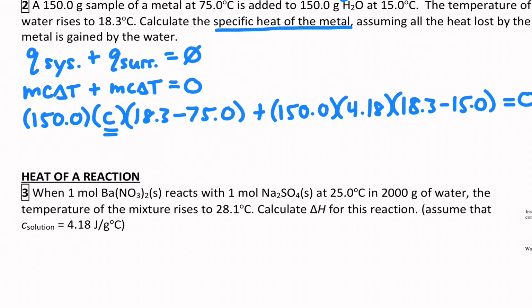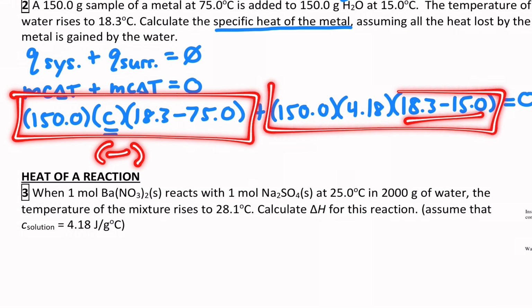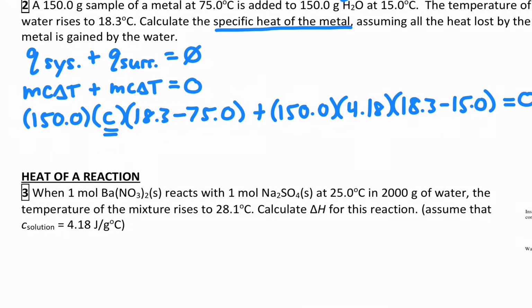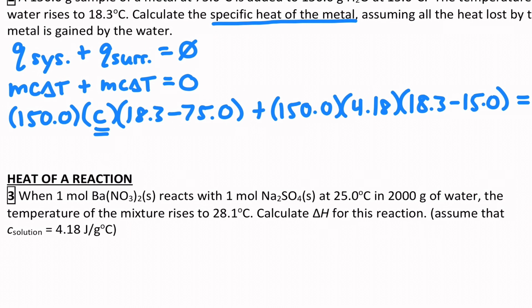Just a concept check. Notice that the metal is cooling down, so this is actually a release of heat. This would be a negative number. The water is heating up, so this would be an absorption of heat. This would be a positive number, and they cancel each other out and equal 0. So you do the math, you solve for C, you get a decimal. You get about 0.24 joules per gram degree Celsius.